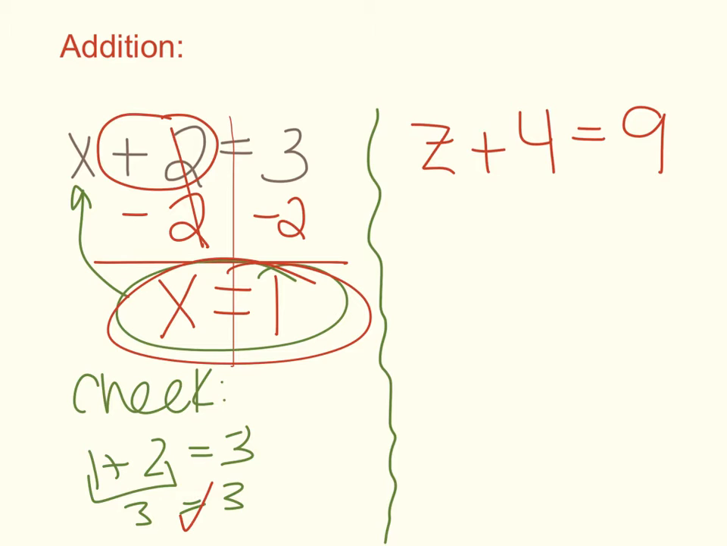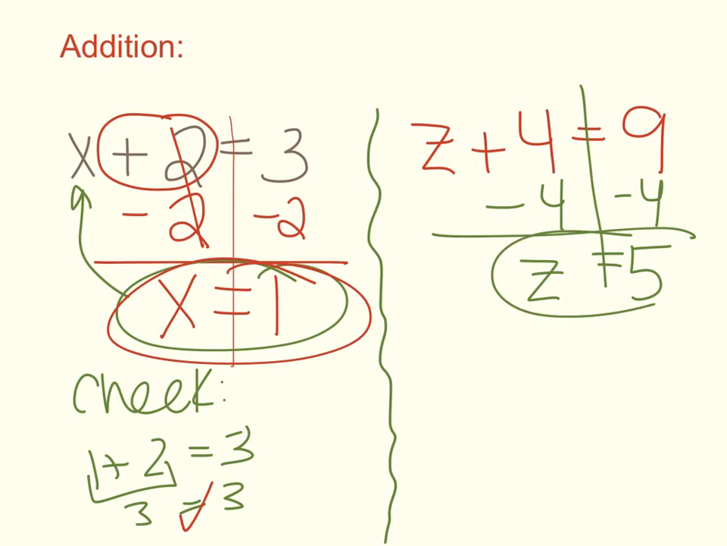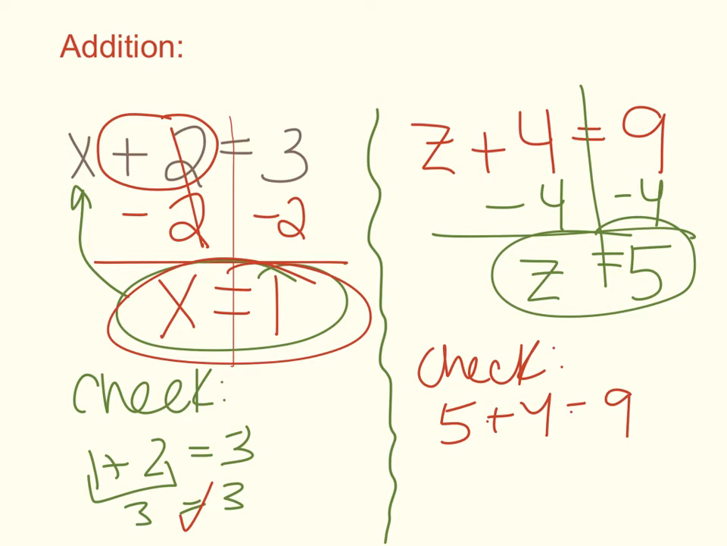Second example: z plus 4 equals 9. I'm going to draw my line down through the middle and subtract 4 on both sides. Z is what's left on my left-hand side. 9 minus 4 is 5. So let's check. If I put a 5 in for z, I have 5 plus 4, and that's supposed to equal 9. 5 plus 4 is 9, and 9 is equal to 9, so that also works.